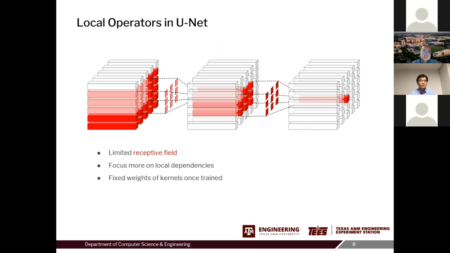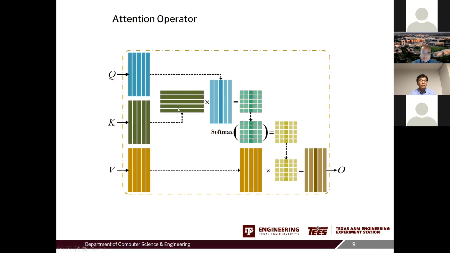In most of these UNet models, people use local operators. These local operators are, for example, the convolution operation and the pooling operation. All these operations are local in the sense that the output here depends on only a local area of the input. And if you want the output to depend on a larger receptive field, you have to stack many of these layers on top of each other.